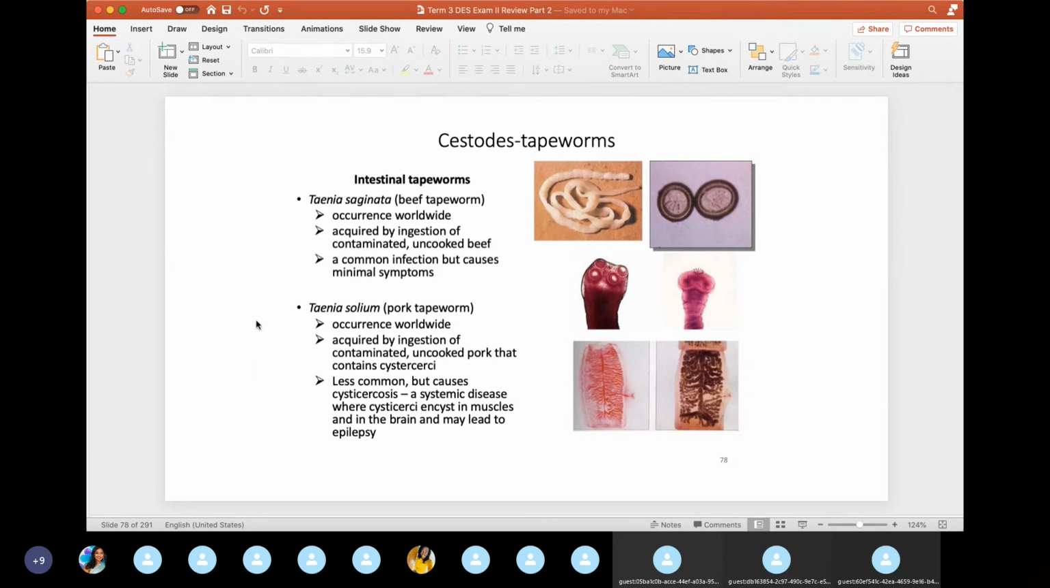Taenia solium, pork tapeworm. You have ingestion of contaminated or uncooked pork that contains cysticerci. So it causes what? High-yield cysticercosis. What is this? When the cysticerci encyst in your muscles and in the brain, which can lead to epilepsy. So for Taenia solium, think about brain. So they go to the brain. Most common cause of epilepsy. All right, your Taenia solium.